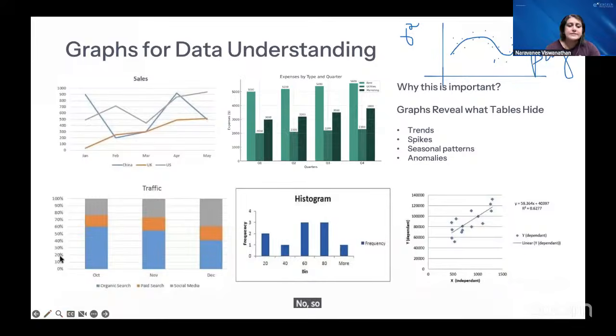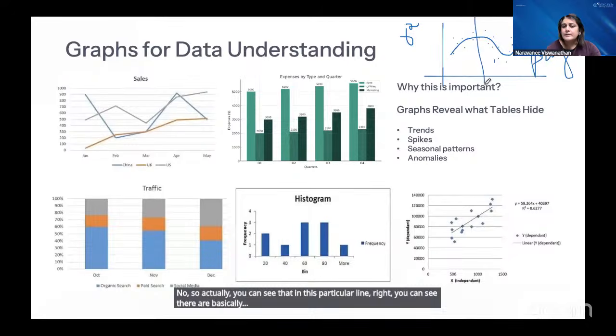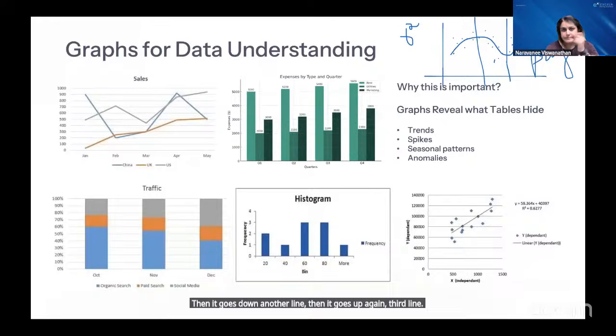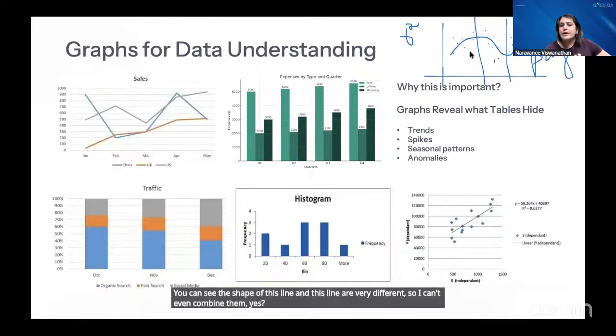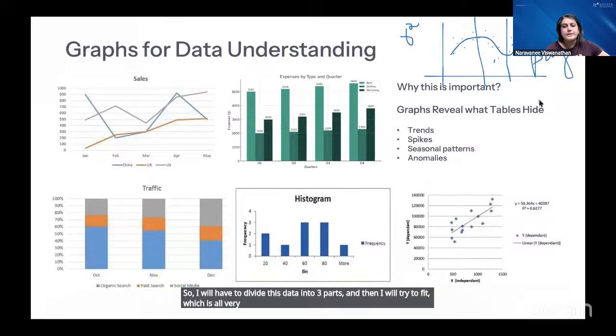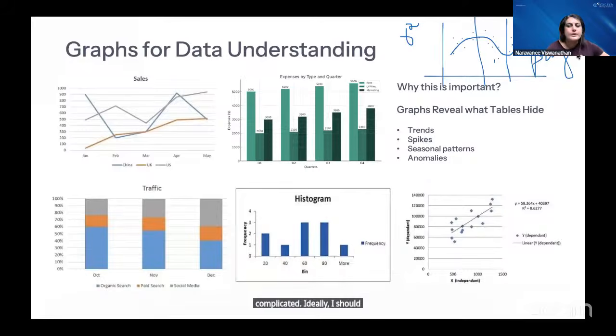No. So actually, you can see in this particular line that there is here one line, then it goes down, another line, then it goes up again, a third line. You can see the shape of this line and this line are very different, so I can't even combine them. So I will have to divide this data into three parts and then try to fit, which is all very complicated. Ideally, I should just fit a polynomial regression.